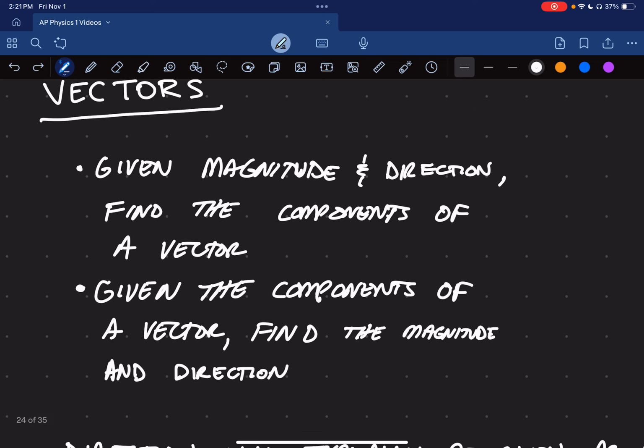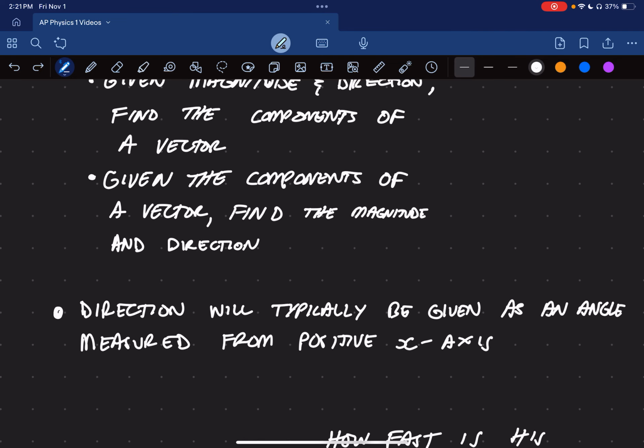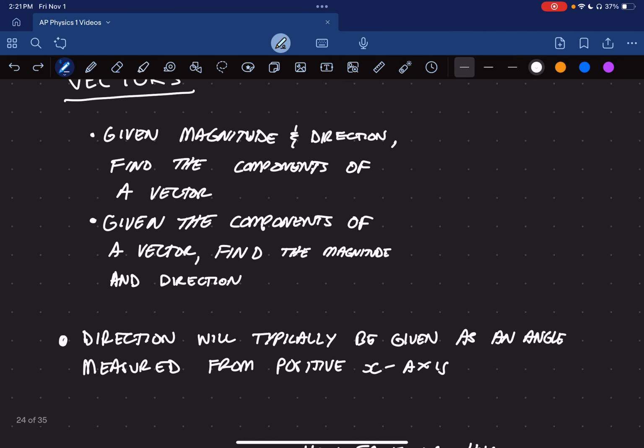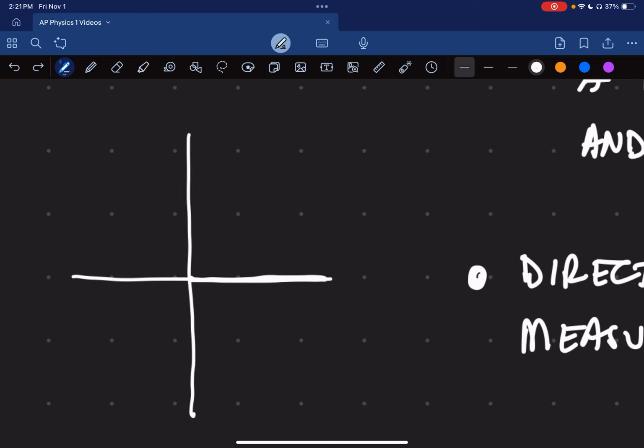So let's talk about components real quick. Actually, let me talk real quick about the direction. The direction will typically be given as an angle measured from the positive x-axis. So here's your coordinate system. If there is a vector off in this direction, then from the positive axis, we would measure an angle. It would be some angle there.